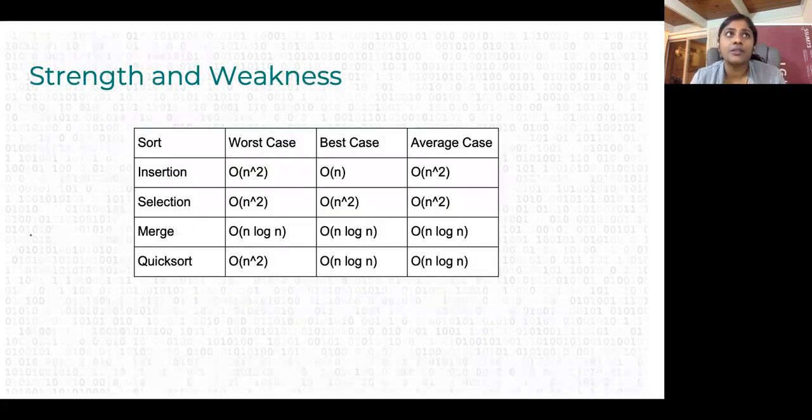Here it's in a tabular format, so you can use it for easy reference if you want to compare. In the worst case, insertion sort and selection sort are O of n square, merge sort is n log n, and quick sort is O of n square. In the best case, insertion sort is O of n, selection sort is O of n square, and merge sort is n log n. I think you can read it or take a screenshot if you need.